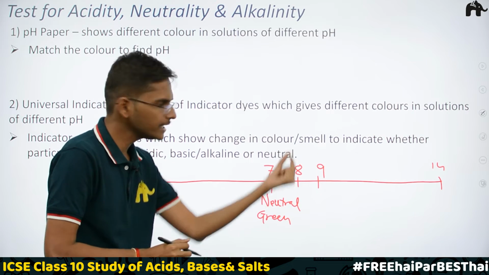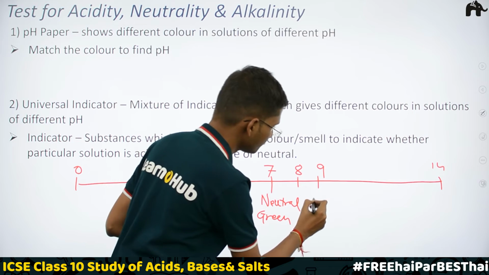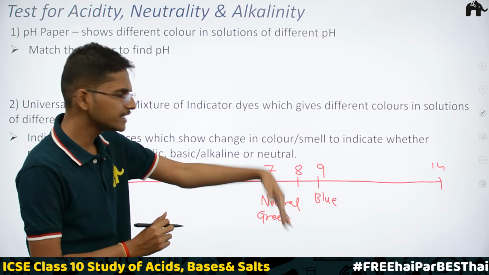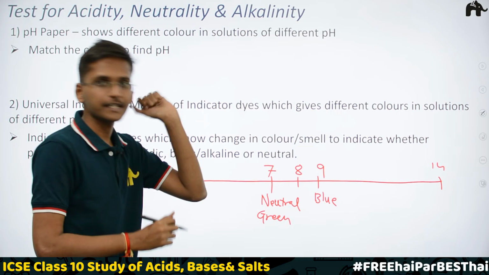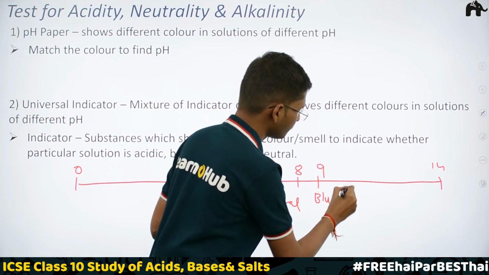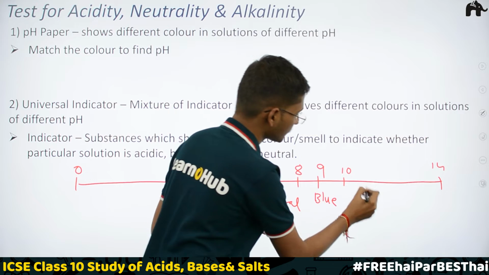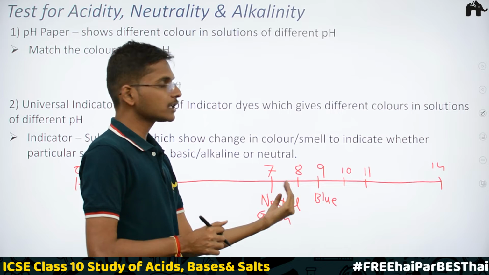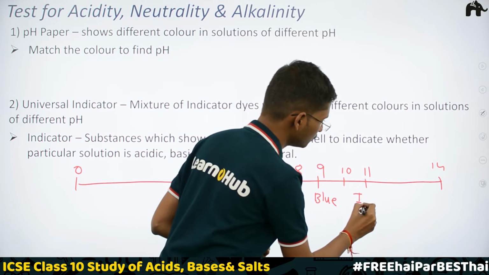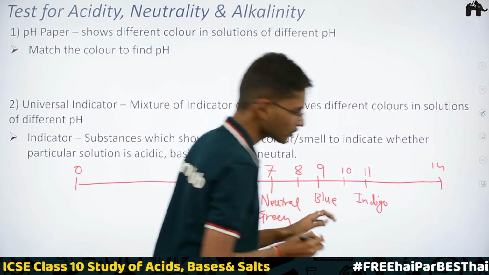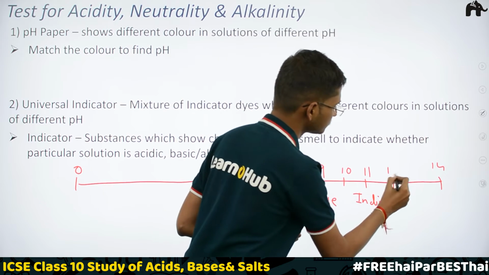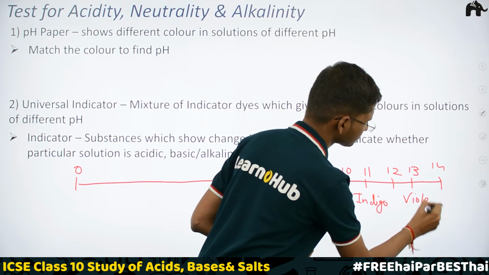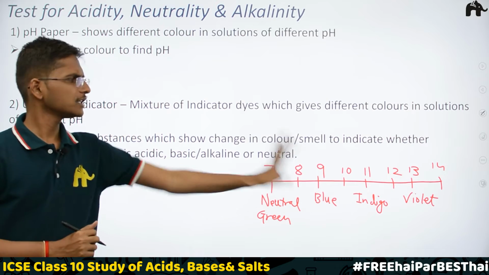So from 7 I would skip 8 and jump to 9, and that pH value 9 has blue color. Or we can say that the blue color indicates that the solution has 9 as its pH value. Then again I skip one value and jump to the next, and I make the color cooler, so from blue I make it indigo. Then again skipping one pH value, moving ahead to the next one, I make it violet. So now we are done with this side.